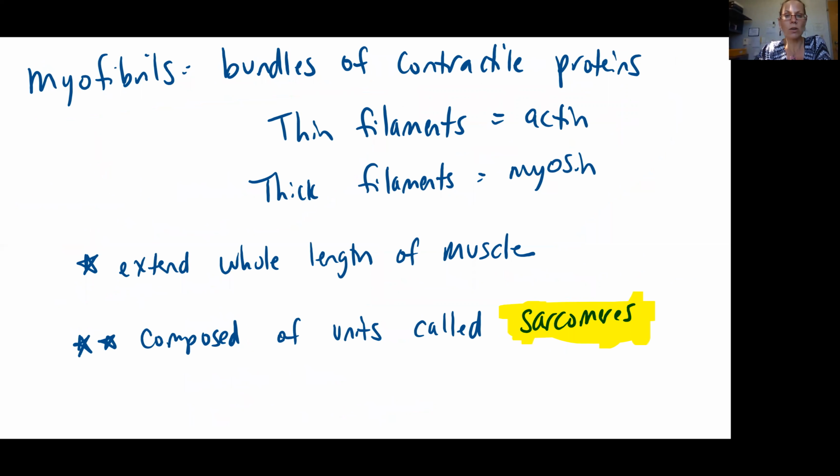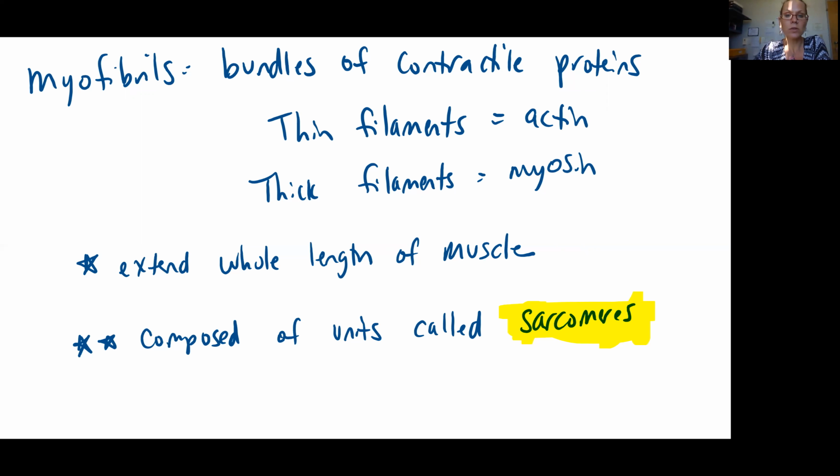Myofibrils, as we mentioned, are those bundles of contractile proteins. They are going to extend the full length of the cell. They're also going to be cylindrical in shape. They are composed of those contractile proteins, which are referred to as thin filaments, which are composed mostly of actin, and thick filaments, which are composed mainly of myosin. So actin and myosin are going to be our two important contractile proteins.